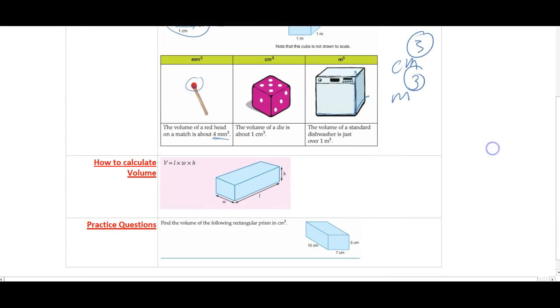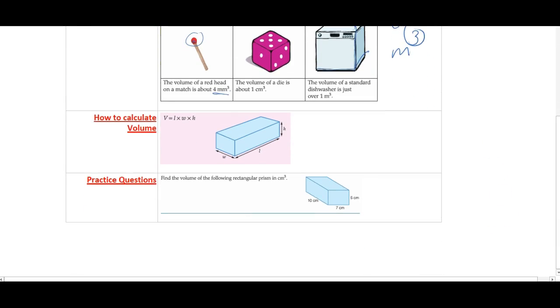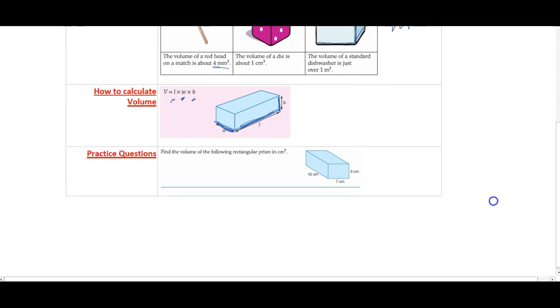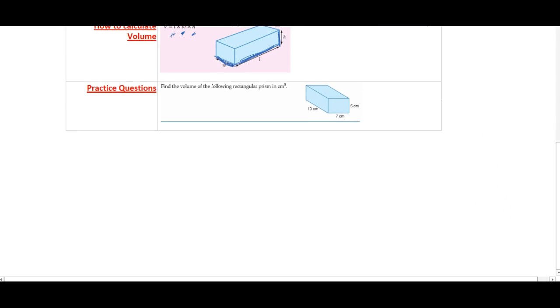So what is the formula and how do we calculate volume? We know length times width, as we have done previously with area, but now we're adding in that extra dimension of height. So the volume is length times width times height. We're calculating three units here. Let's do an example here and then you can go on and do your own practice.